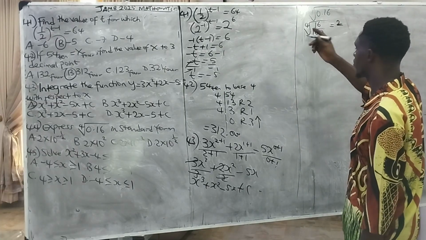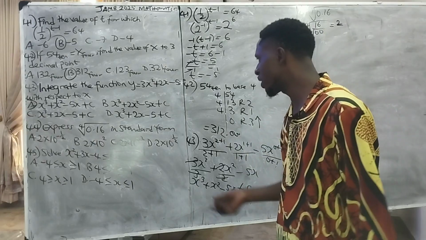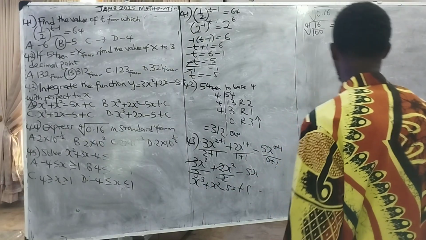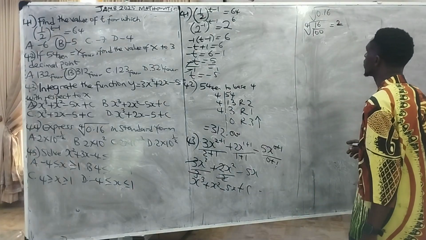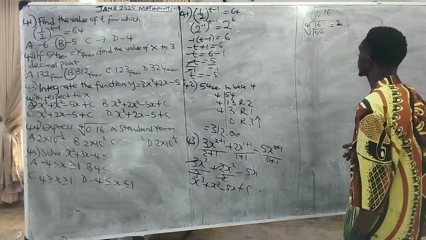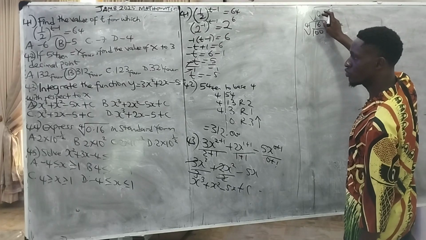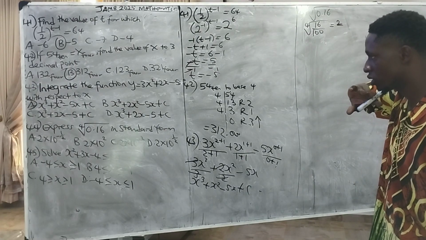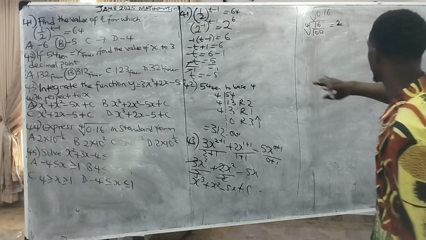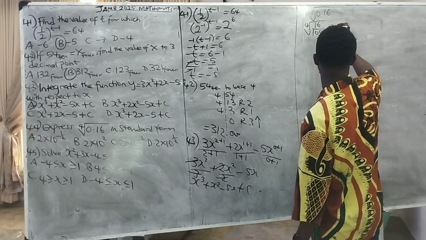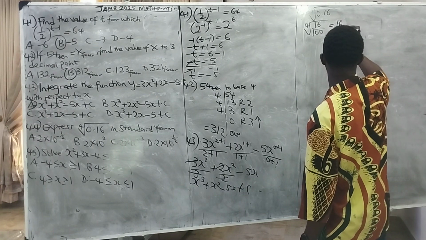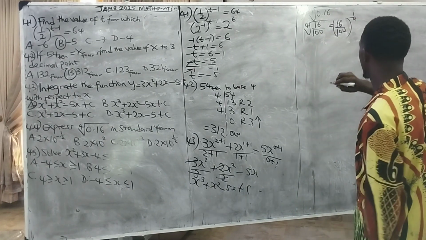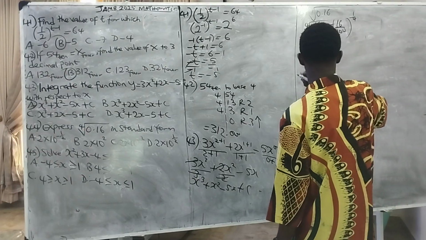Fourth root of 100. Let's check something first in standard form. Okay, let's try to reduce this. I'm checking the question very well. Okay, I think the best way to go about this is that this is like 16 over 100 raised to the power of 1 over 4. That is what fourth root means. So let me use this method.